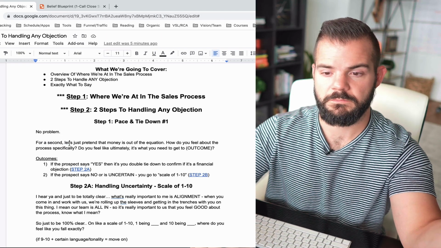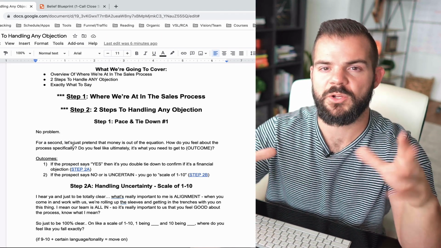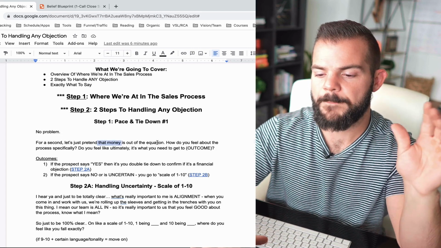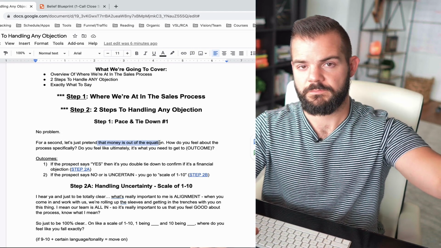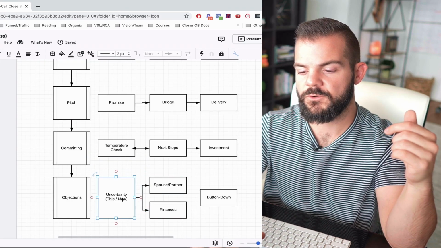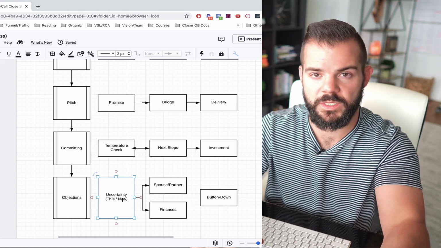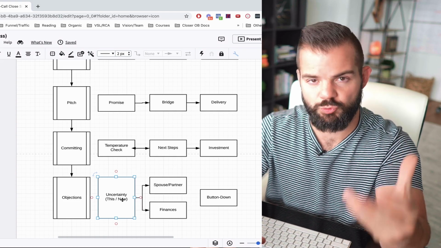For a second, let's just pretend, okay? Playing with a hypothetical, it's easier for them to buy into, that money is out of the equation, right? Because what I'm trying to do here first is see if they're first certain that this is the right thing, now is the right time. Money aside, do they really want to do it? Do they feel like this is right for them?